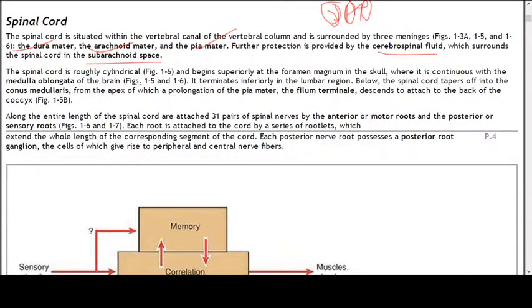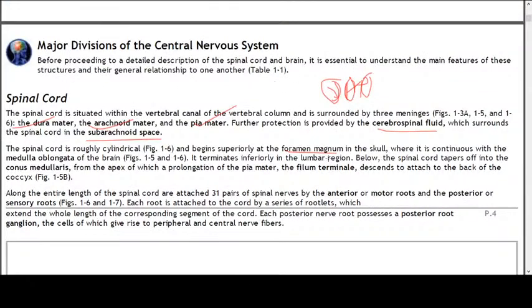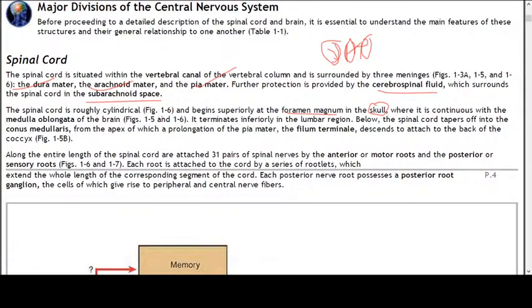Okay, the spinal cord is roughly cylindrical, and it begins superiorly at the foramen magnum. The foramen magnum is present in the skull, the largest opening of the skull, which gives the opening to the spinal cord, where it is continuous with the medulla oblongata.